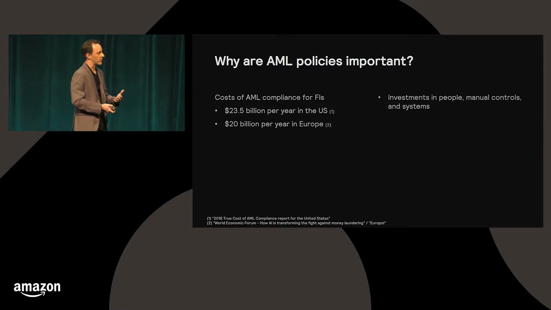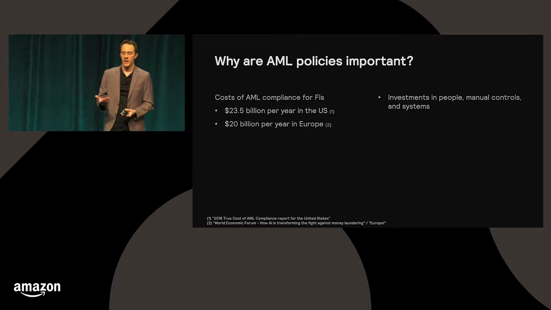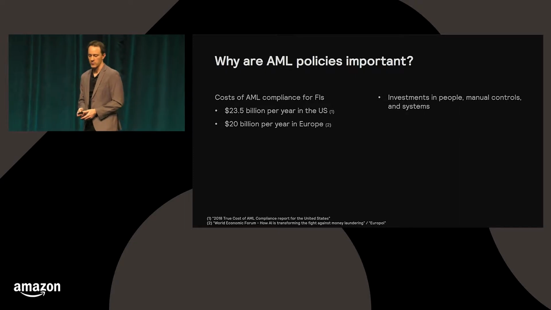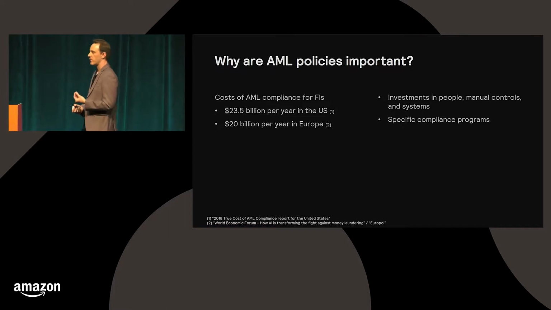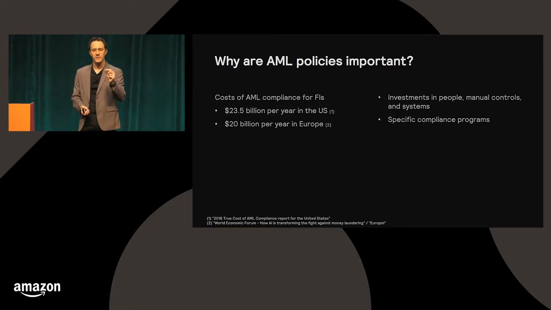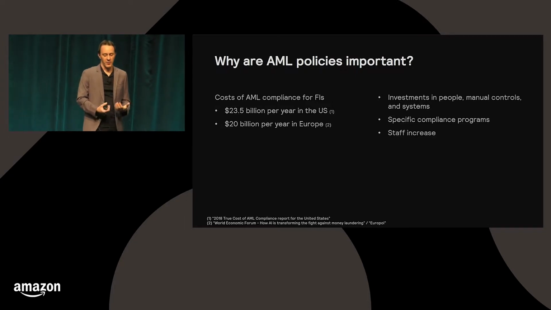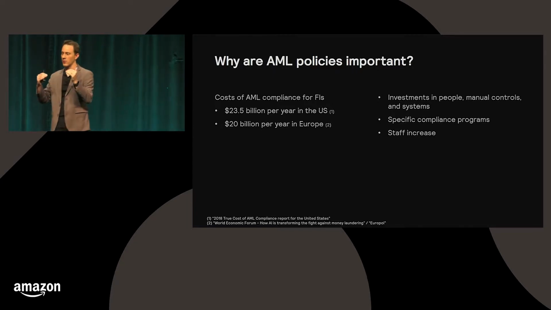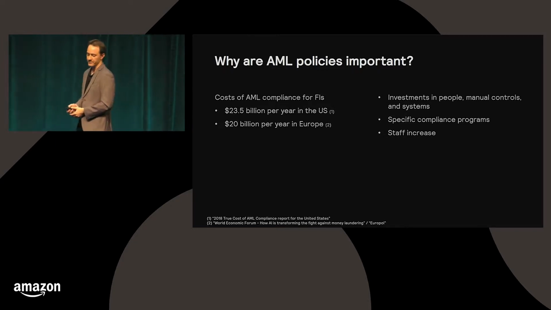How is this money used internally? They will keep investing in people, in manual controls, and systems, of course, to automate those controls and create those rules. Some financial institutions are going to create specific compliance programs for specific countries, specific product lines, specific segmentations of customers. They're going to keep adding staff to areas with the weakest control, trying to raise the bar all the time and be more prepared for the regulator.